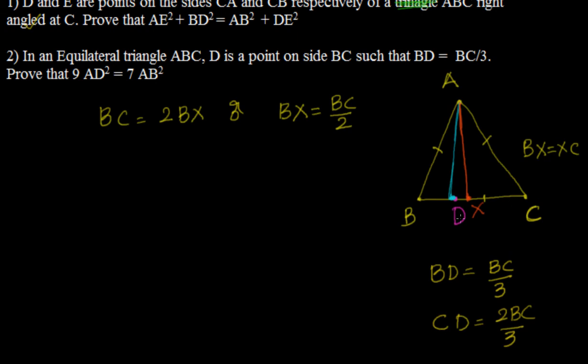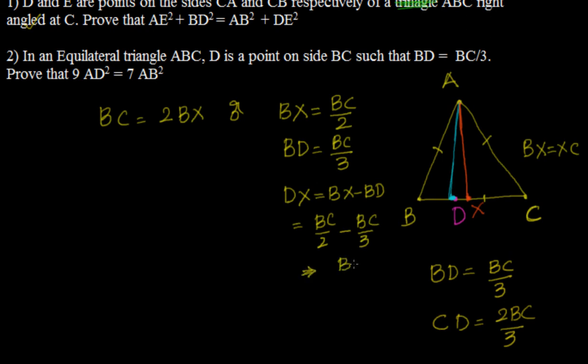So we know BX equals BC by 2, and also we know BD equals BC by 3. So can we find out what DX is? DX is nothing but BX minus BD, that is BC by 2 minus BC by 3. That's 3 by 6 minus 2 by 6, which equals BC by 6.